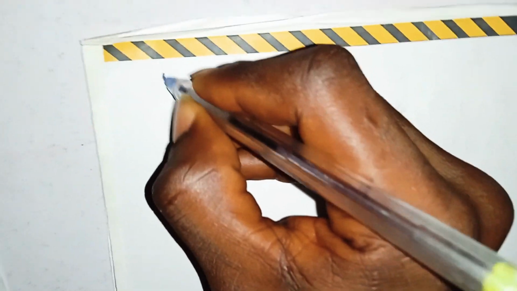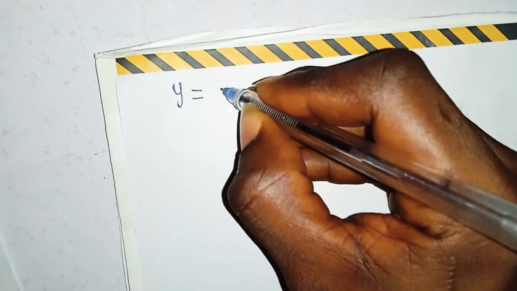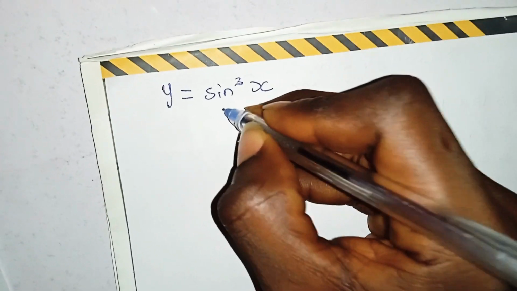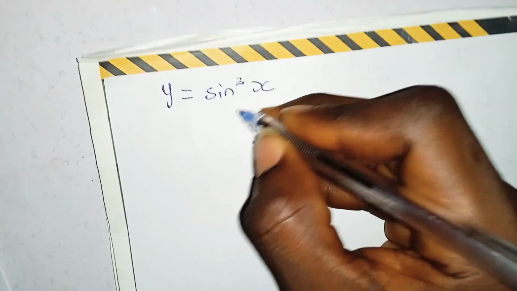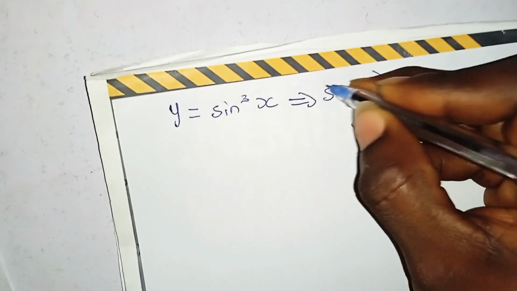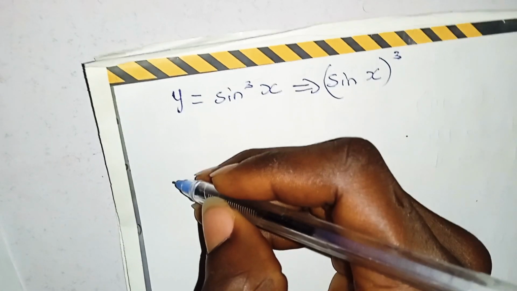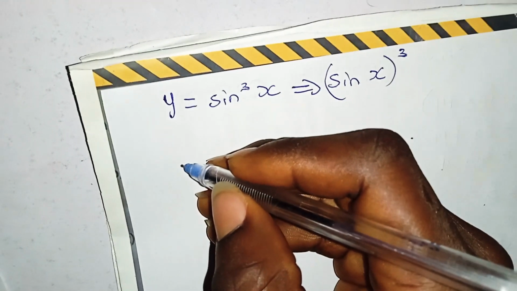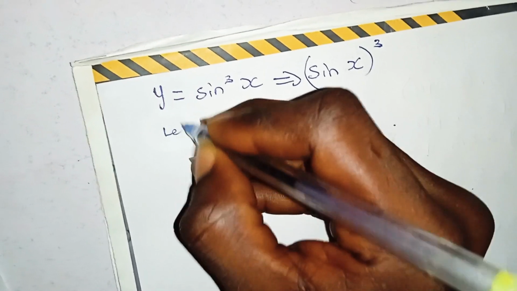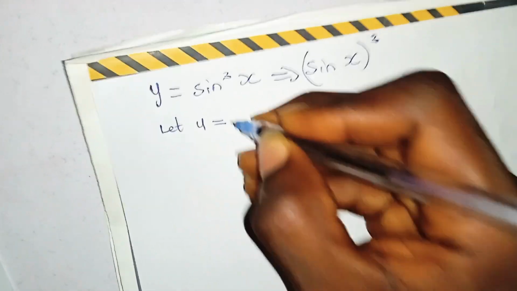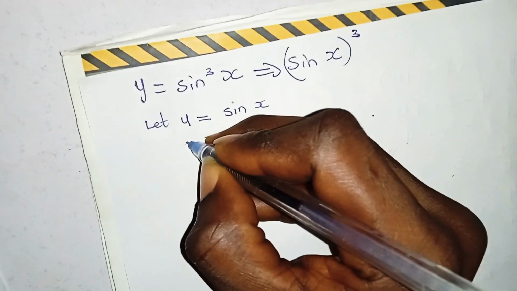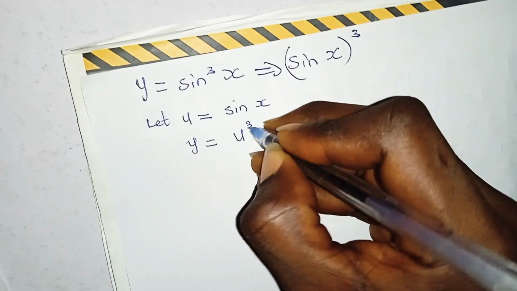So moving on, I have y equals sin cubed x. I need you to know that anytime you have sin cubed or sin squared, it is the same thing as having sin and the variable all cubed. So if you know this, it's the same thing as saying let u be equal to sin x, and let y be equal to u cubed.